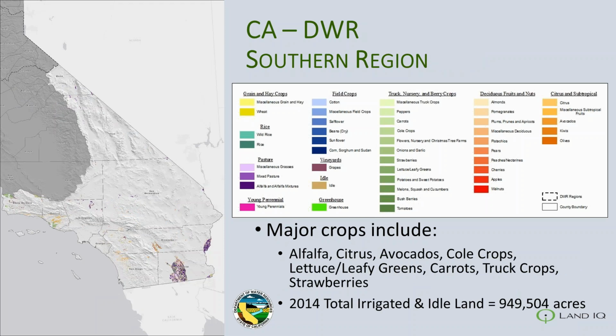And finally, the southern region, just a shade under 1 million acres, with a different cropping scheme altogether and different environmental conditions as well. Interestingly, we have a lot of different crops here, including subtropical, such as avocados, a lot of truck crops, cole crops, and other unique crops for Southern California. Again, that land area was just a shade under 1 million acres in 2014. So again, let's dive in a little deeper.